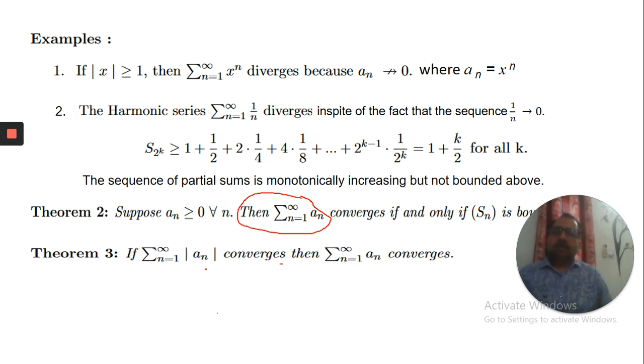Theorem 3: if summation mod a_n is a convergent series, then summation a_n also converges. Here we shall see in some examples the converse is not true. Sometimes summation a_n is convergent, but the series of mod a_n is not convergent. But one side is always true: if summation mod a_n is convergent, then a_n also converges.